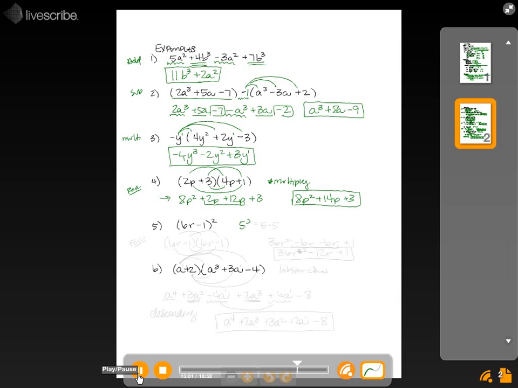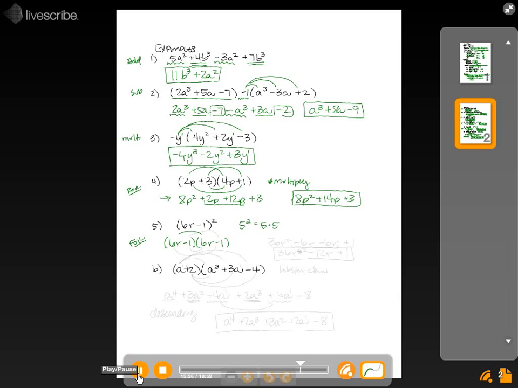Think about something like 5 squared. To figure out what 5 squared is, we multiply 5 times 5. Well, we're going to use that same idea here. We're going to take this quantity and multiply it by itself. So it's going to become 6r minus 1 times itself, so times 6r minus 1. Now it's a problem like number 4. It's a FOIL problem, okay?